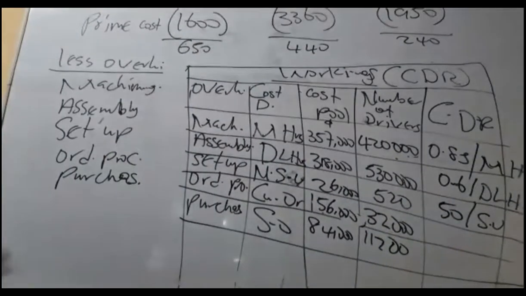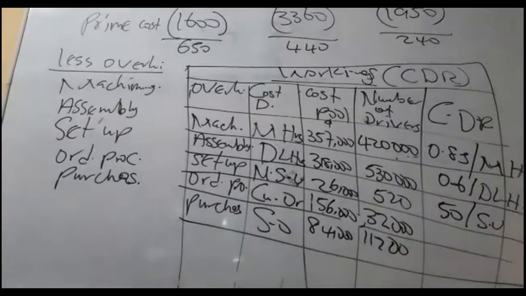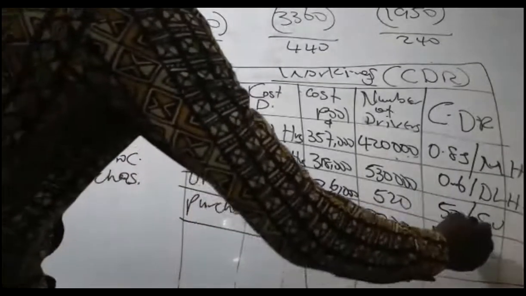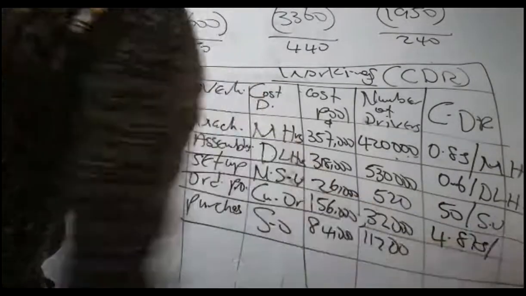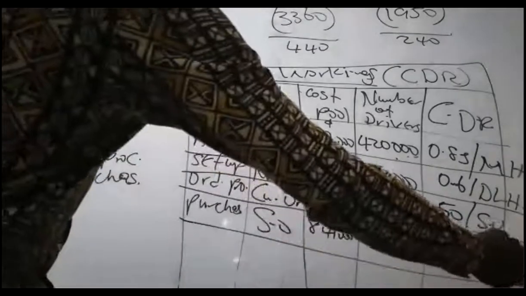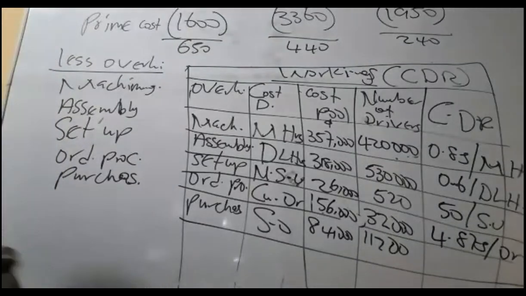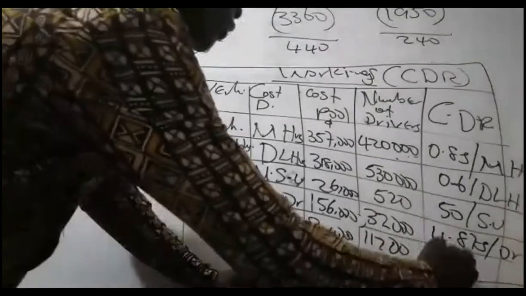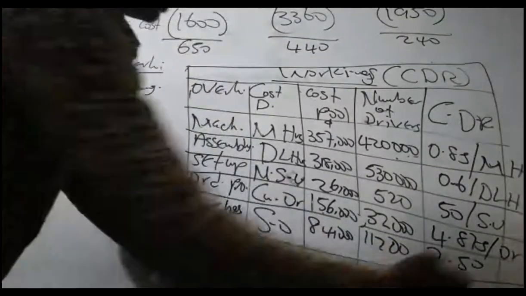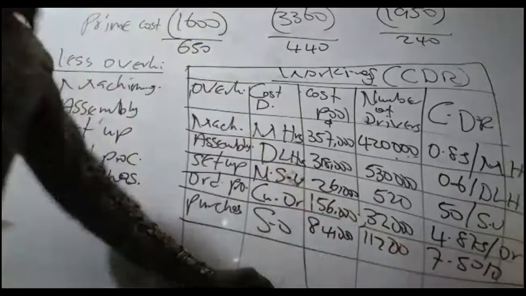The next one is order processing. That will be 4.875 per customer order. Great. Okay, so we have 7.50 per order.